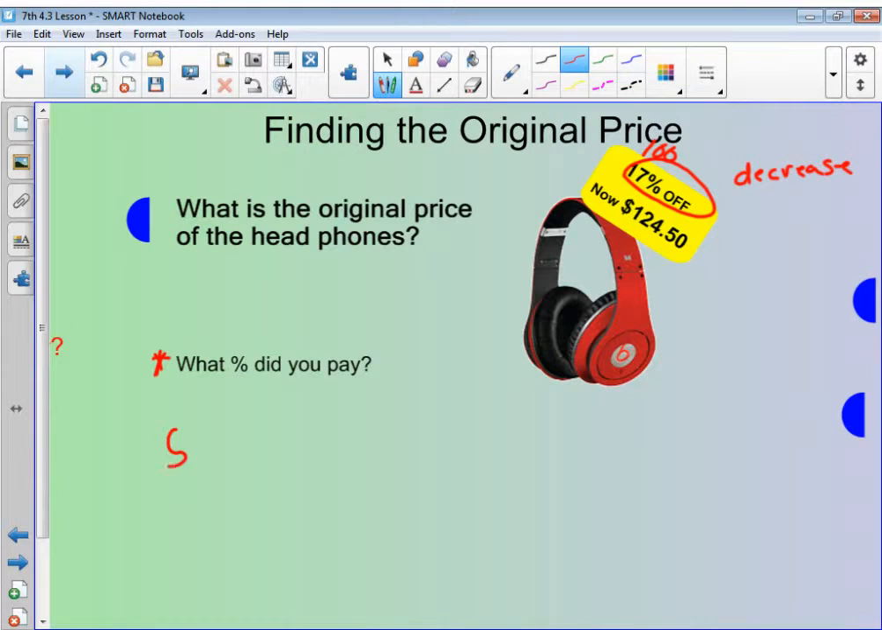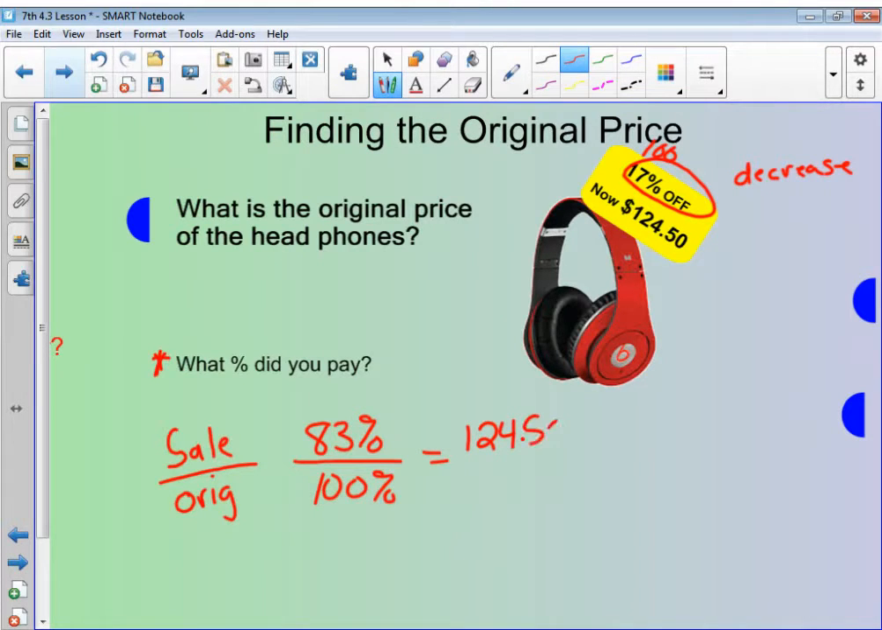So sale over original. 17% off means we pay 83%. My original is always 100%. The sale price was $124.50. So this is where it's different. Before, they were giving us the original price. Now they're telling us the sale price, and we want to figure out the original. We should know that we should get a number that's bigger. So now we take $124.50 times 100 and divide that by 83.